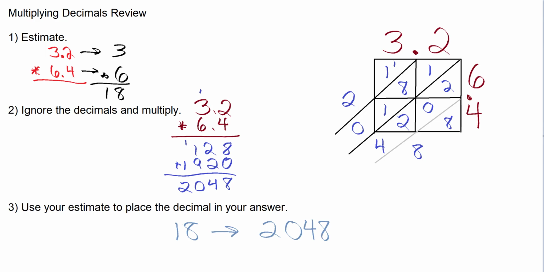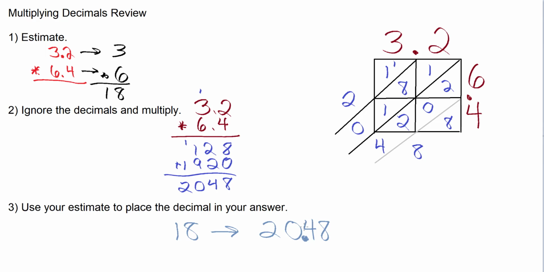Finally, you would take your estimate, and our estimate's 18. And so then we look at our answer, 2048, and we have to figure out where you would put the decimal so you get something that's close to 18. And of course, if you put it between the 0 and the 4, you would get 20 and 48/100ths, and that's close to 18. So that would be where it goes.